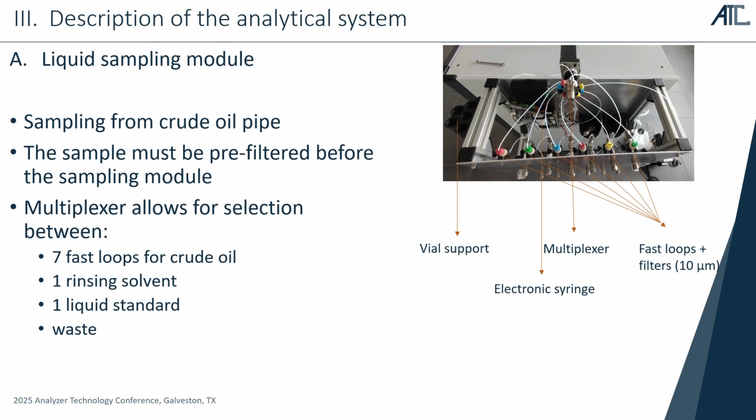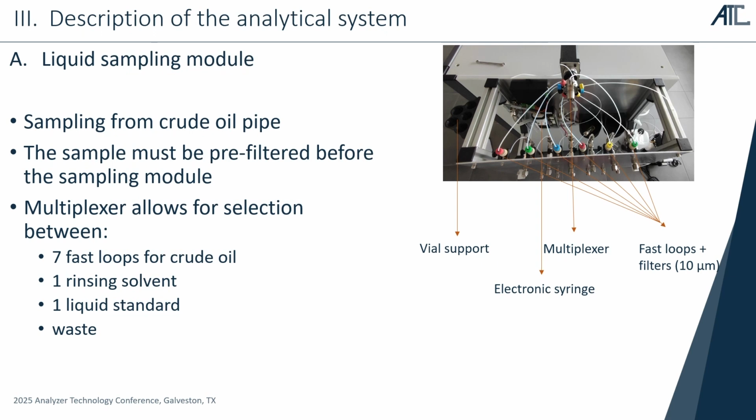And we also have other channels, let's say, where we have rinsing solvents for automatic cleaning of the liquid sampling module. We also connect one vial with a liquid standard, which can be automatically selected by the system to control the performance from a liquid mixture of alkanes or any liquid standard of interest, and one vial for the waste when we are doing rinsing.